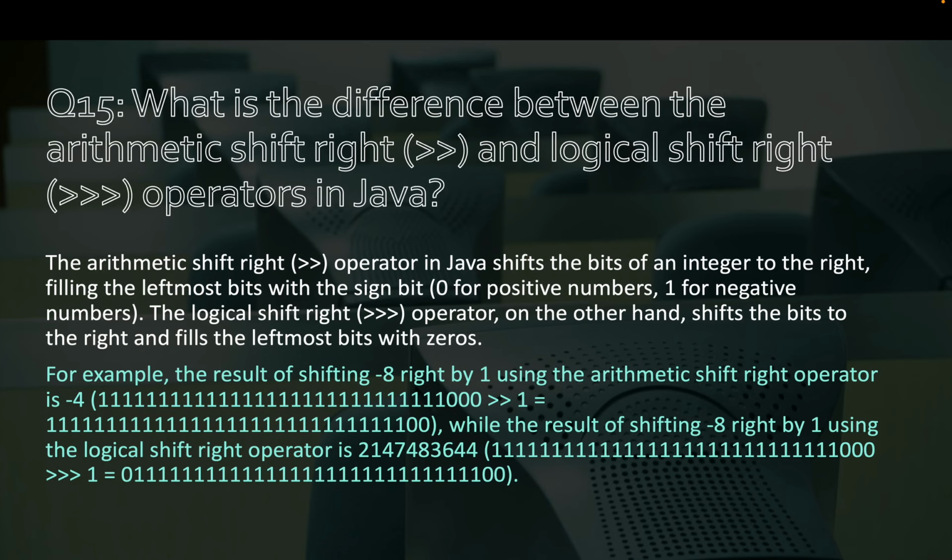Question number 15. What is the difference between the arithmetic shift right and logical shift right operators in Java? The arithmetic shift right operator in Java shifts the bits of an integer to the right, filling the leftmost bits with the sign bit: 0 for positive numbers, 1 for negative numbers. The logical shift right operator, on the other hand, shifts the bits to the right and fills the leftmost bits with zeros. Here is an example for your reference.